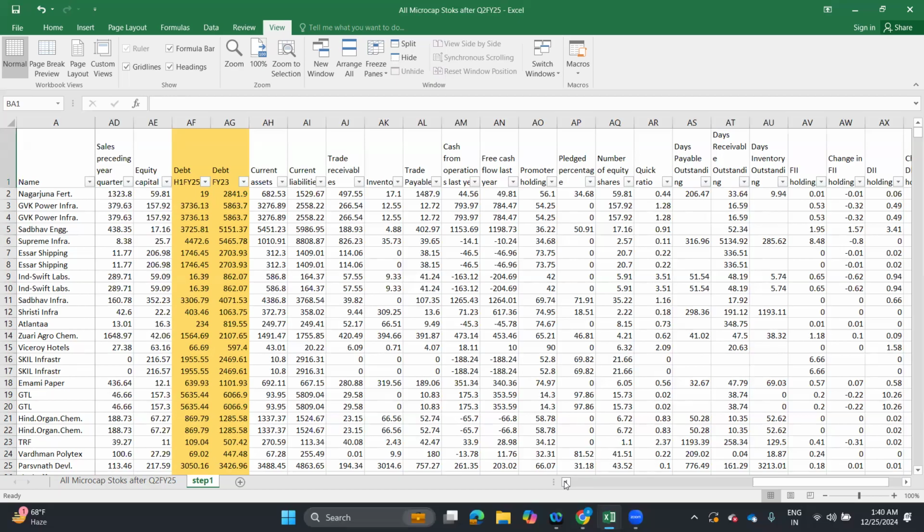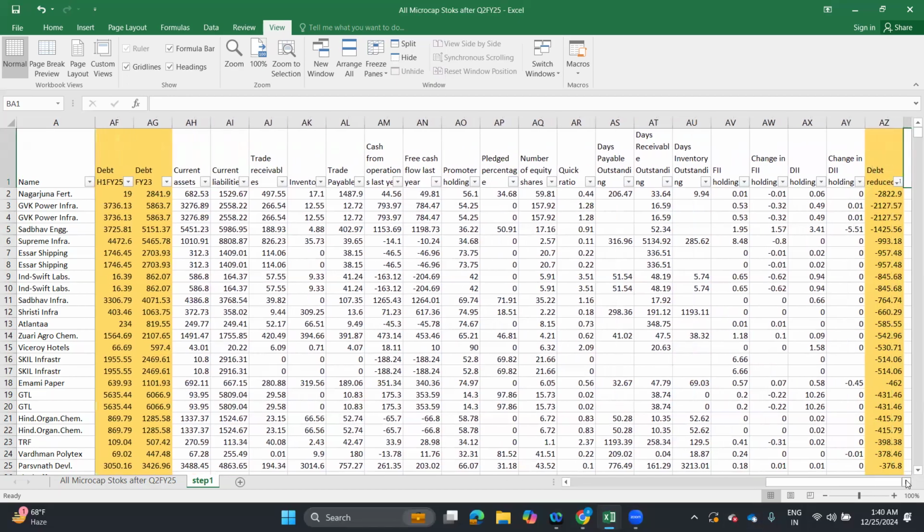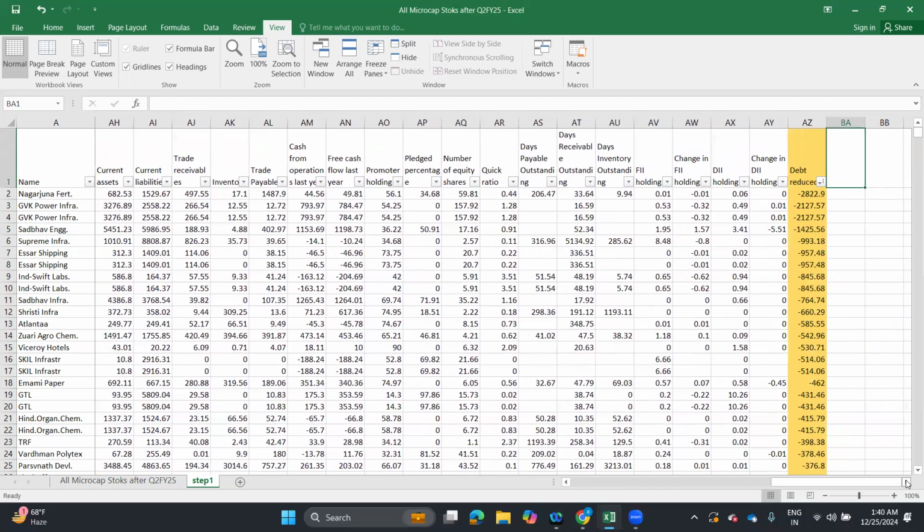Companies who have reduced debt to less than 100 crore, less than 50 crore, those companies can be considered. So for that, what should we do? Debt less than 100 CR, okay? Debt less than 100 CR.